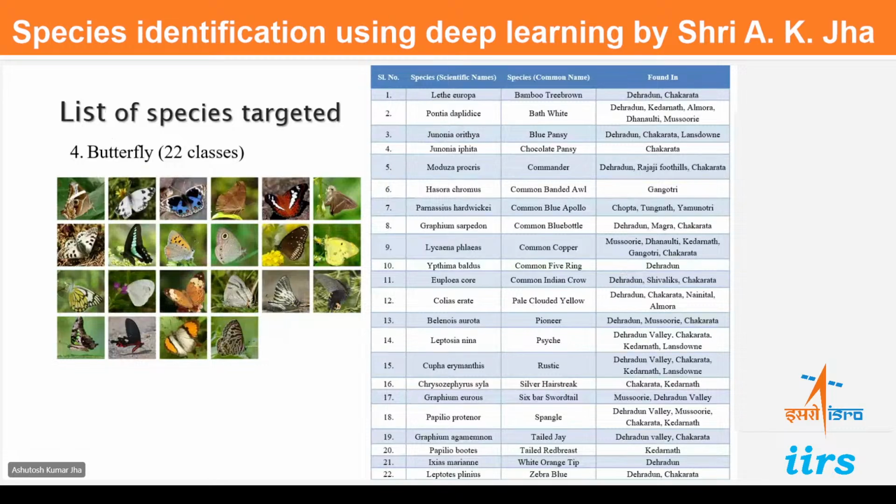The other area which we have worked on is the butterfly case. Currently we have targeted around 22 different classes of butterflies, which are being listed on the screen. Based on the availability of their data and the abundance in the different regions of Uttarakhand, we selected these data sets. These are available from the IBM source as well as iButterfly, which we have used for the classification.